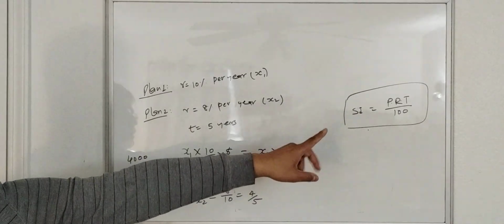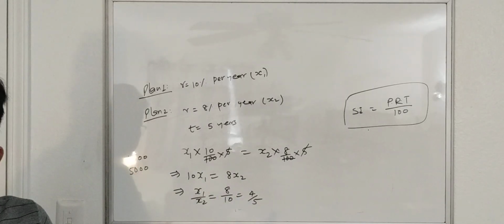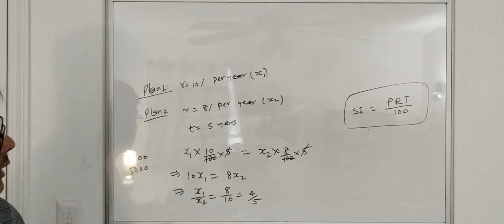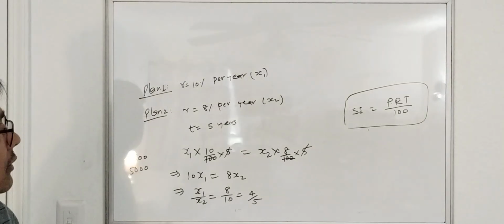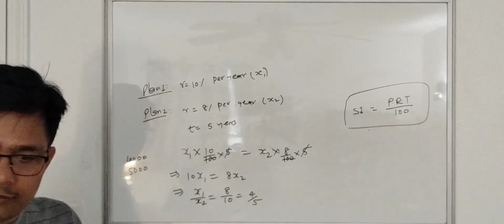Just memorize: simple interest is PRT divided by 100, and R and T have to be in the same unit. If it's a different unit, you will convert that into the same unit. If you are not converting into the same unit, your answer will be wrong. Remember that thing. I think you understood. I'm not going to make the same mistake. Okay, good.